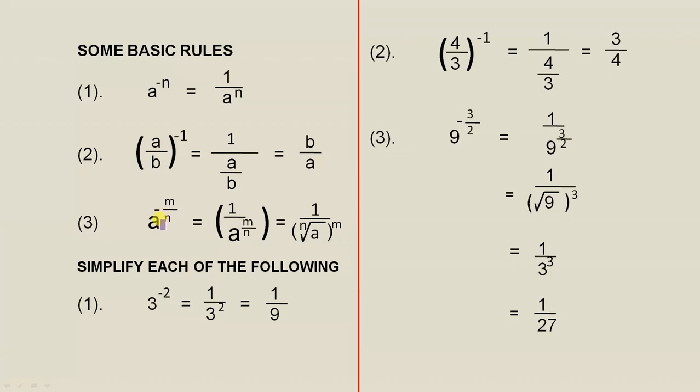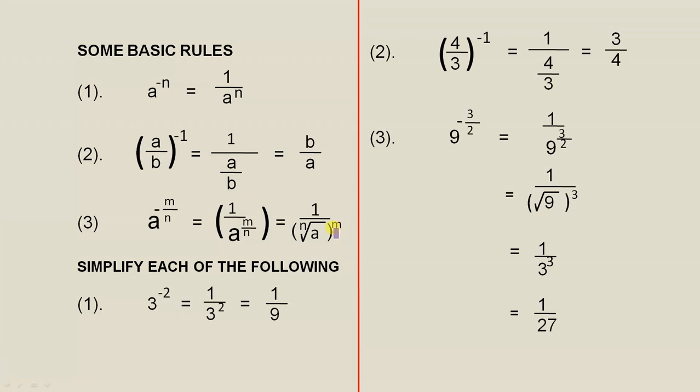And finally, a to the negative m over n, again because that's a negative, it's always 1 over. So 1 over a to the power of m over n, so you change that sign to a plus. Now if we remember from the previous videos, when you have the number on the bottom here, it's the nth root of a, and then you raise that to the power of m. We saw that in the previous video when we were looking at fractional indices. So the answer would be 1 over the nth root of a, all to the power of m.